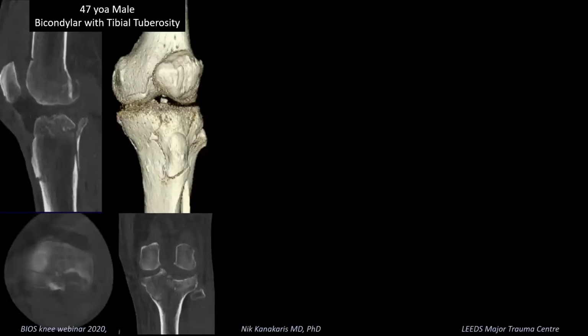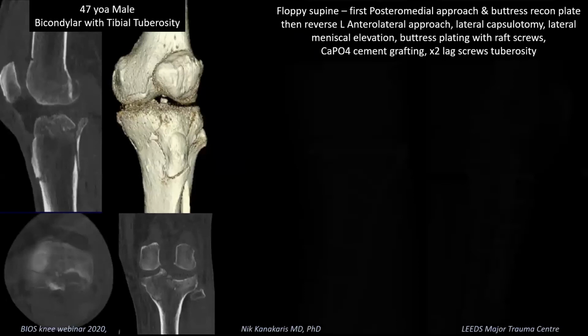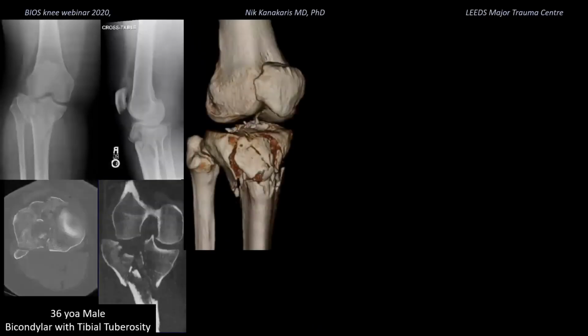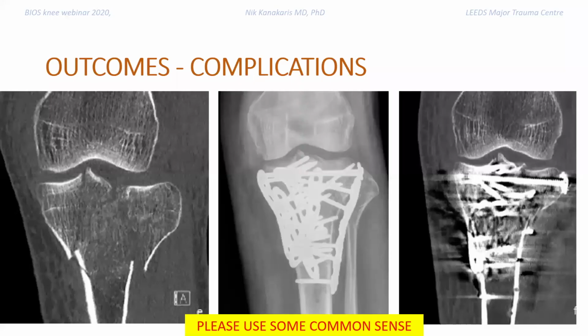Another example is a fracture with a tibial tuberosity involvement, a so-called in the past Schatzker seven. Here you have to address this posterior tuberosity as well. Here it was lagged. First the posteromedial again, and then anterolateral. Then another example, comminuted tuberosity that was buttressed with a 1/3 tubular.